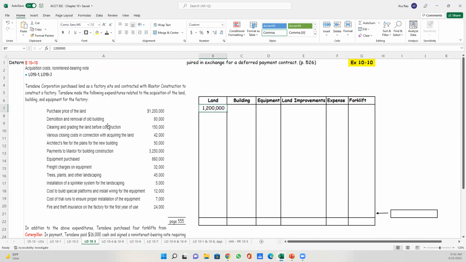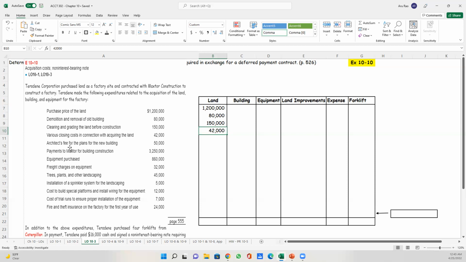Demolition and removal of old building. Anything you do to clear the land and get it ready for its intended use. Remember, we intend to build a factory. So that gets added to the cost of land, that $80,000. I also paid for clearing and grading the land before construction, which means that is also a cost of land, the $150,000. Then I paid various closing costs in connection with the acquisition of land. So that is also added to the cost of land.